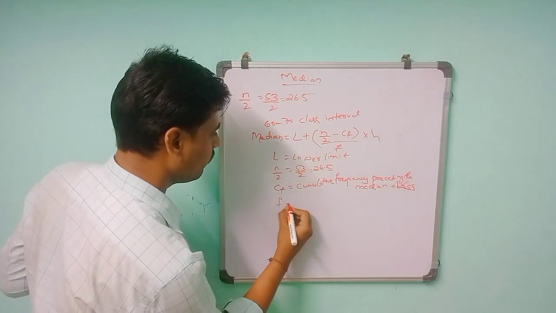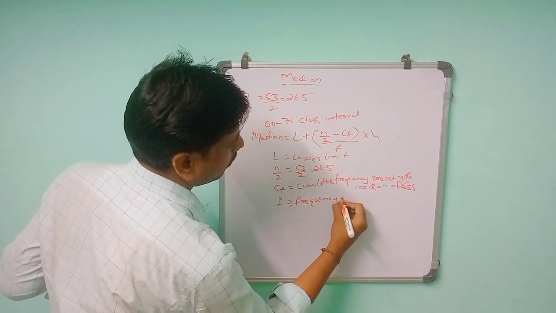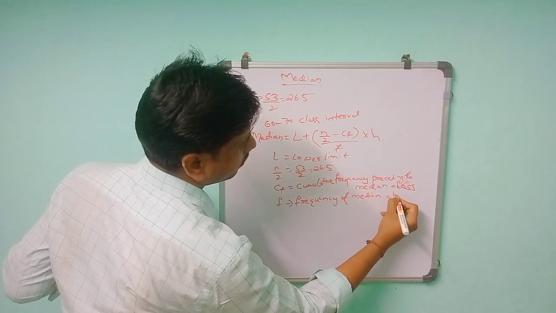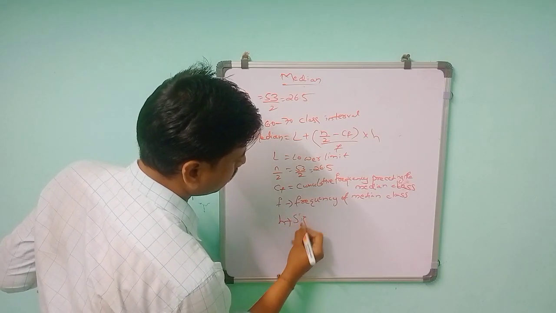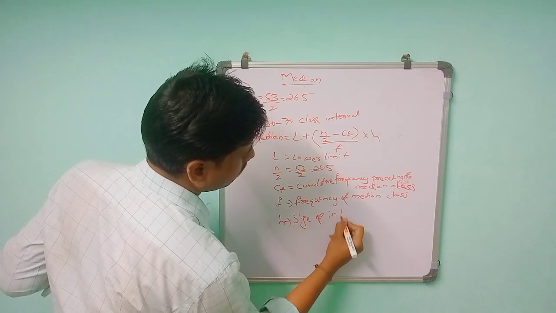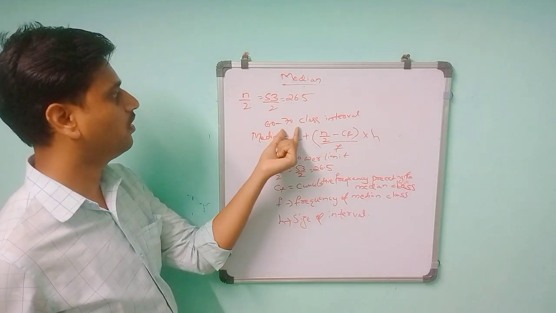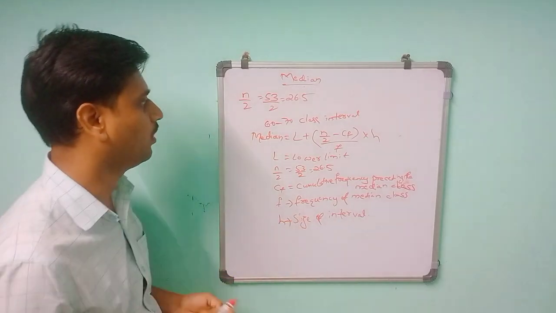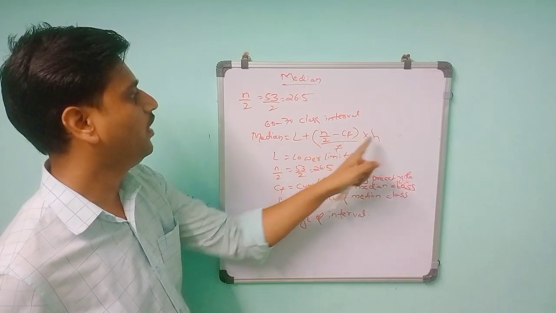So f will be the frequency of the median class. Then h will be the size of the interval. That is 60 to 70, so the size is 10. So that will be the h. h is the size of the interval. So the formula is median is equal to L plus (n by 2 minus cf) divided by f into h.